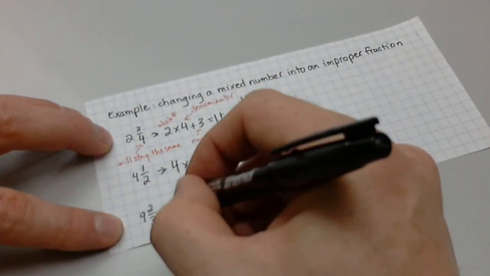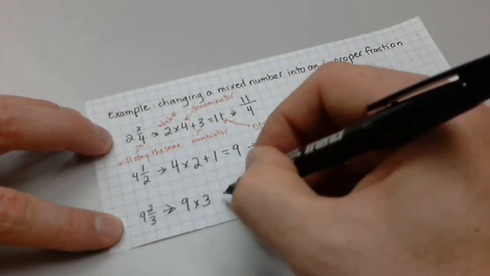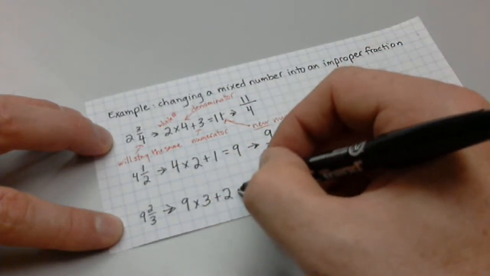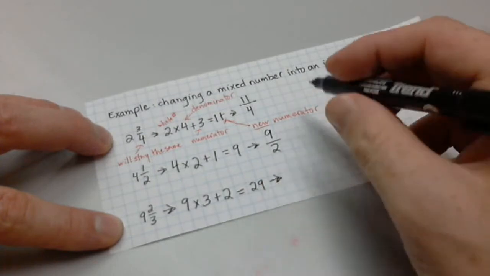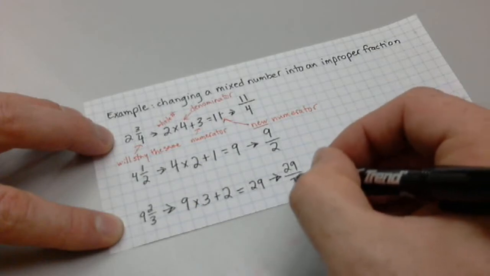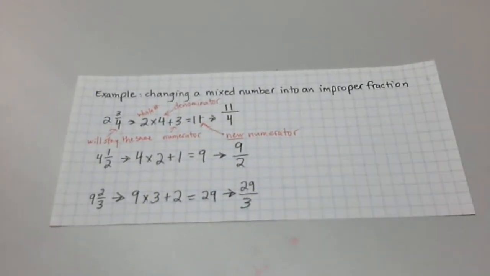Lastly, whole number times the original denominator, add that product to the numerator. 9 times 3 is 27, plus 2 is 29. And so that becomes my new numerator. Keep my denominator the same, which is 3. So there I've changed 3 mixed numbers into improper fractions.